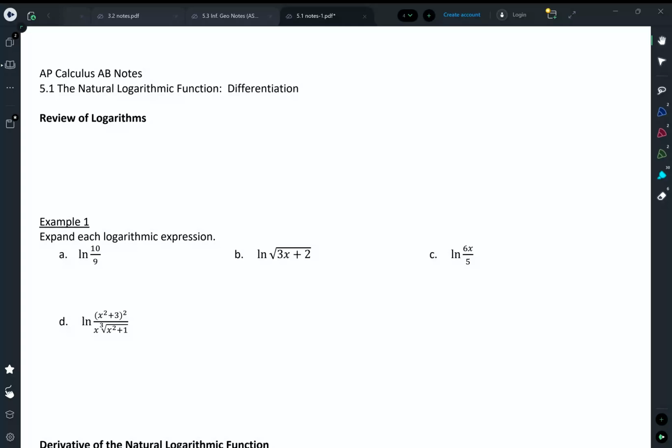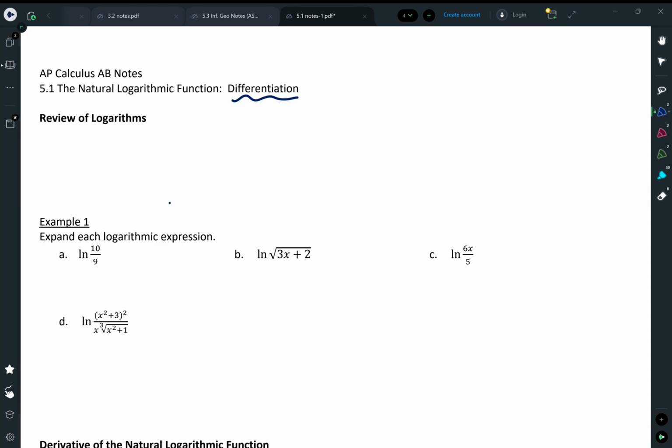Hello class, these are our notes for Calculus AB, section 5.1, the natural logarithmic function differentiation. So we are looking at natural logs today, and we are taking derivatives. So we just need to do a quick review of natural logs.